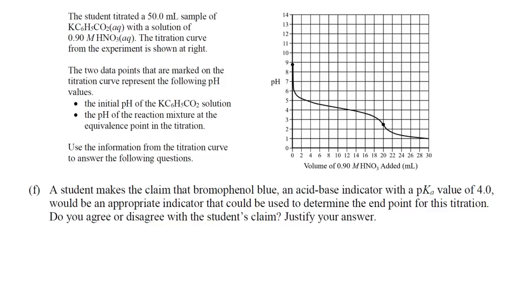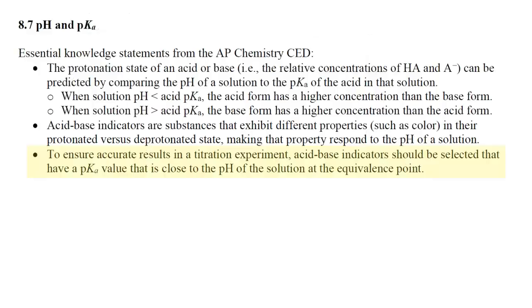Justify your answer. So once again, let's take a look at topic 8.7, pH and pKa, but now I'm highlighting a different essential knowledge statement. To ensure accurate results in a titration experiment, acid-base indicators should be selected that have a pKa value that is close to the pH of the solution at the equivalence point.